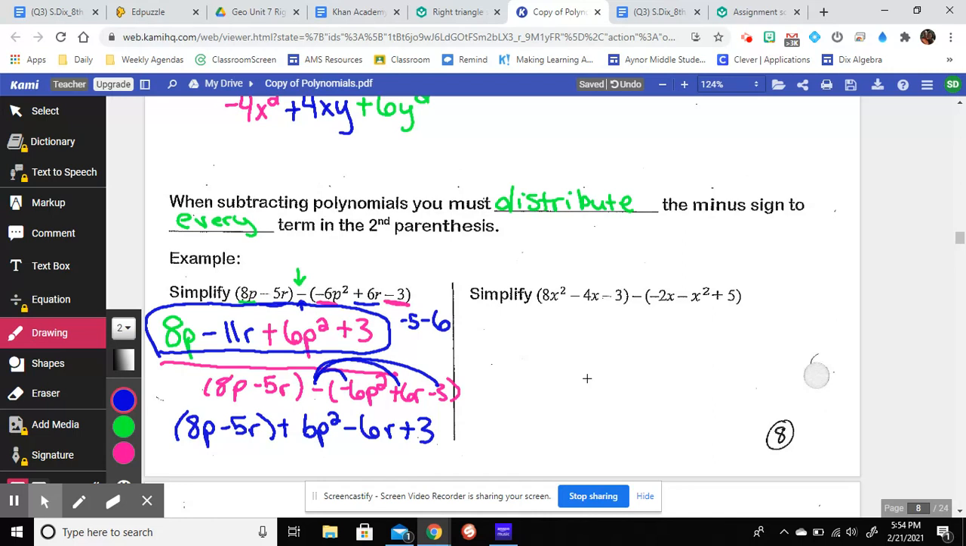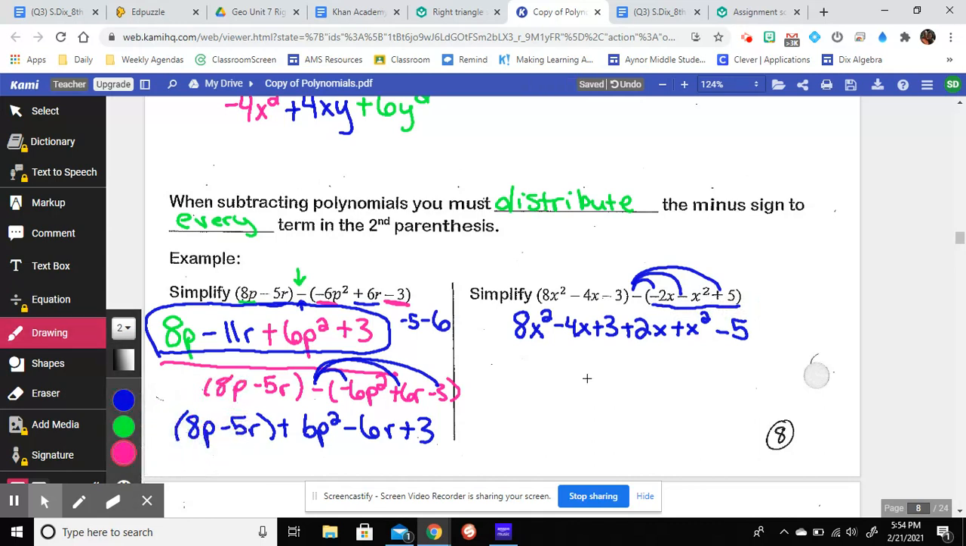Now, in case you think you would like this second one better, I'm actually going to start this one over here using that method. So I'm just going to rewrite 8x squared minus 4x plus 3. And then when I get here, I'm going to distribute that minus sign. So a negative times a negative is a positive. A negative times a negative again is a positive, and a negative times a positive is a negative. So when we distribute that minus sign, we have to change the sign on everything inside that second parenthesis.